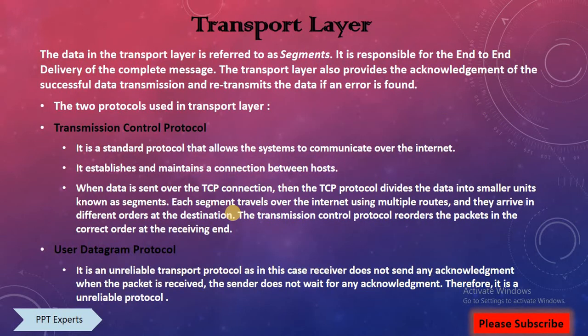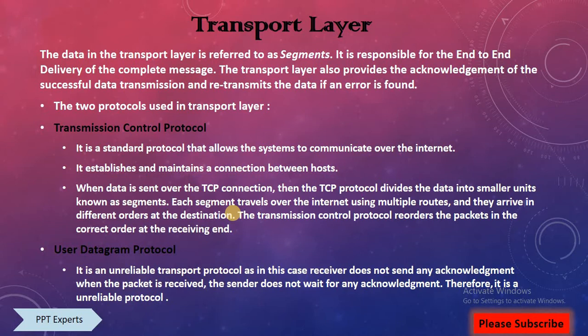Now we'll see the transport layer. The data in the transport layer is referred to as segments. It is responsible for end-to-end delivery of the complete message. The transport layer also provides acknowledgement of successful data transmission and retransmits the data if an error is found. The two protocols used in the transport layer are TCP and UDP. Transmission Control Protocol allows systems to communicate over the internet. It establishes and maintains a connection between hosts.